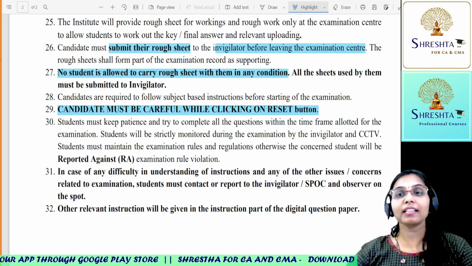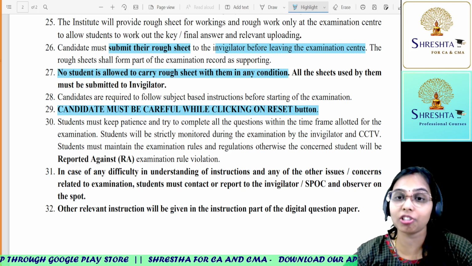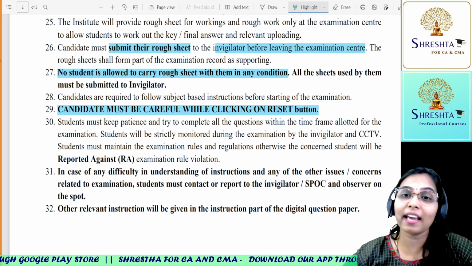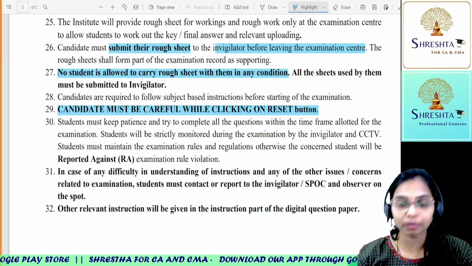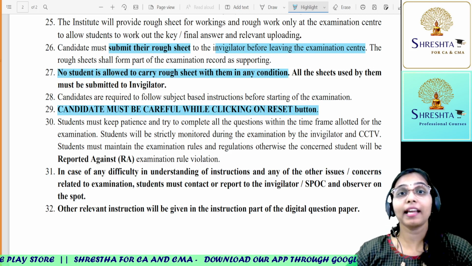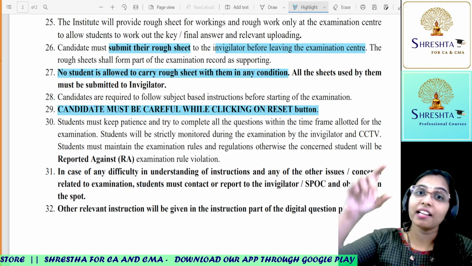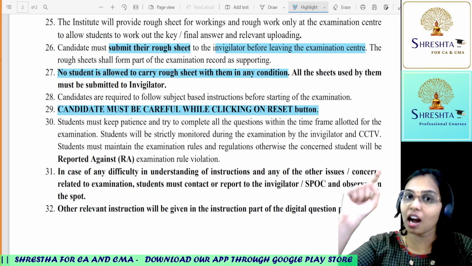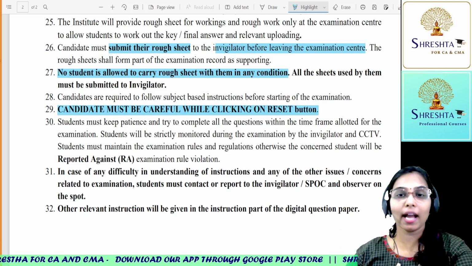Okay. Next, candidates are required to follow the subject-based instructions before starting the examinations. Candidates must be careful while clicking on the reset button. This is very important. Try to manage yourself, properly understand, and read the regulations and rules given at the start of the examination.